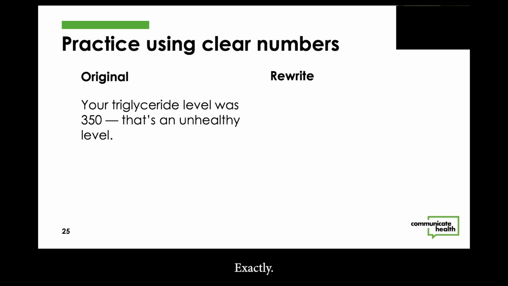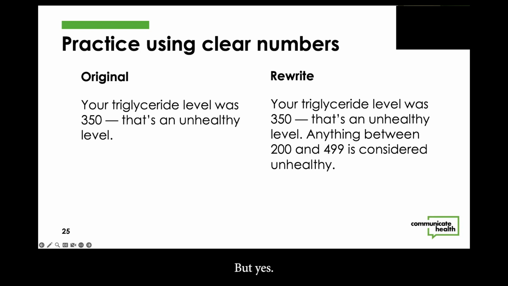In the interest of time, I'm going to go ahead and just show you. But yes, so anything between 200 and 499 is considered unhealthy. Again, that's one of those things. If someone's level was like down at 205, I think that's actually useful for them to know they're very close to the healthy range, right? There's more danger the higher you get, and we'd want to give all that context as well. But anyway, yeah, giving a range here is the key point.